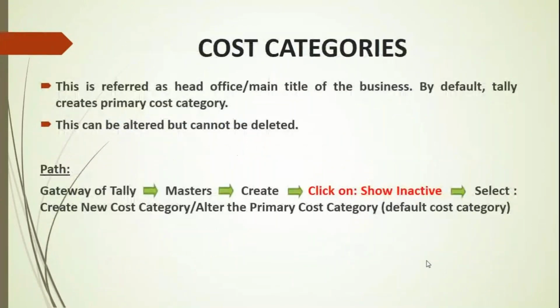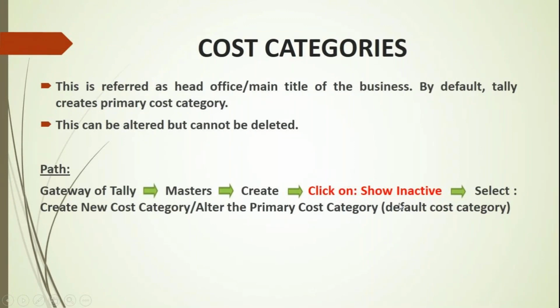Next comes our default cost category, which is the primary cost category. The same principle applies: this can be altered but cannot be deleted. So, if I would like to change the name from primary cost category to any other name, I can go for it. But I cannot delete the default cost category created by the Tally software.